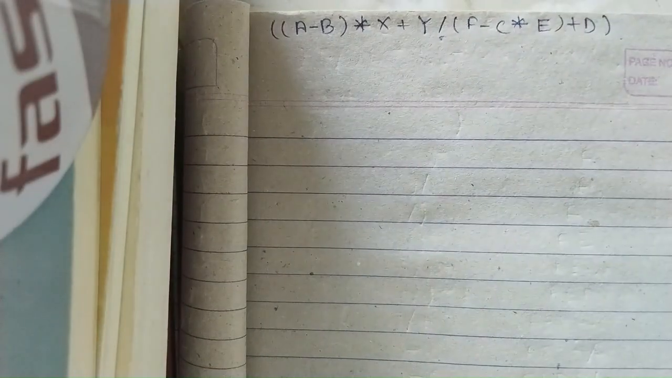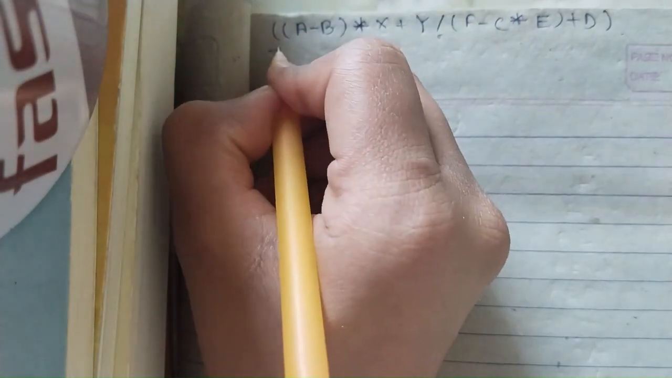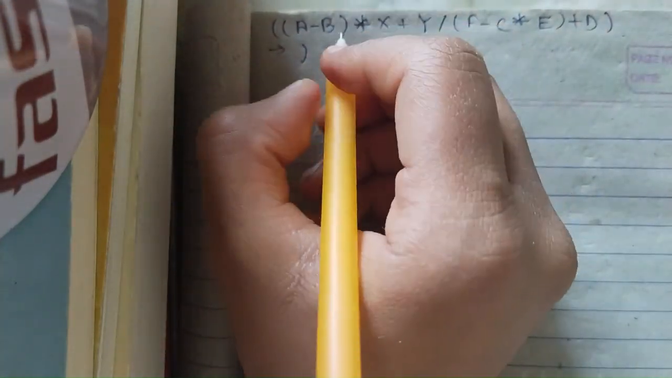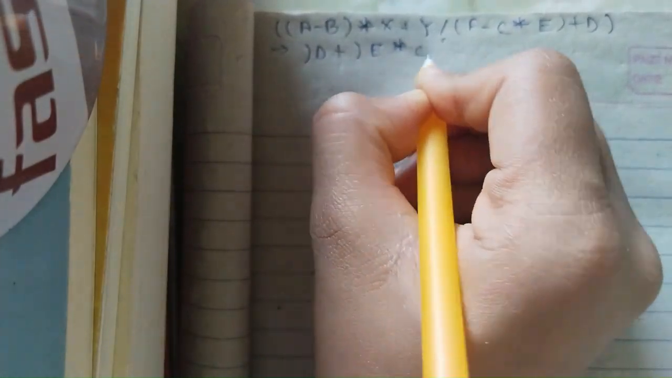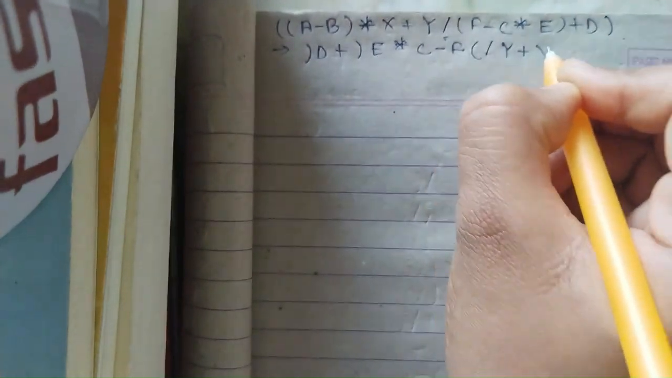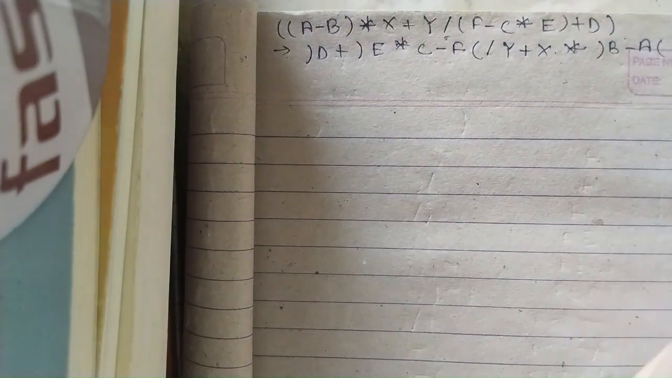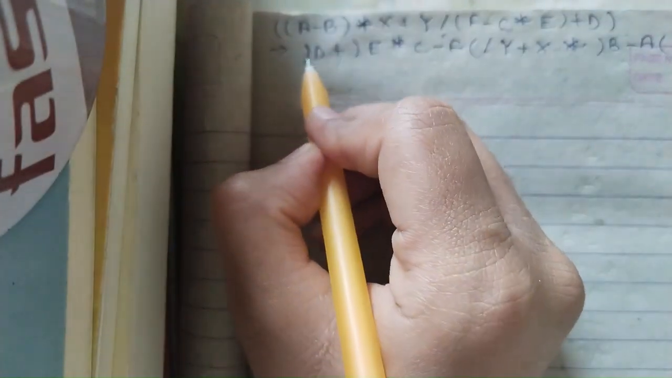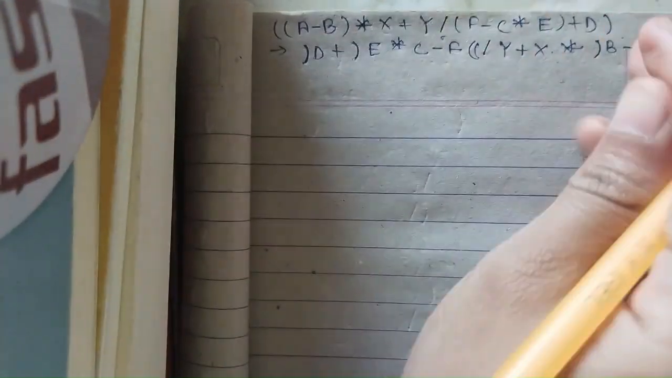My last question: we are going to convert this expression from infix to prefix. First we are going to write this in reverse order: D plus E into C minus F divide Y plus X into then B minus A, and these two brackets are closed. Make sure you're closing this bracket with this one, this with this, and this with this. This is the final expression on which we are going to work.